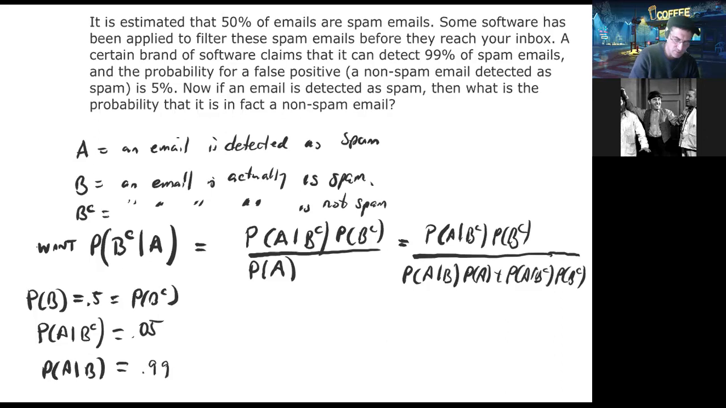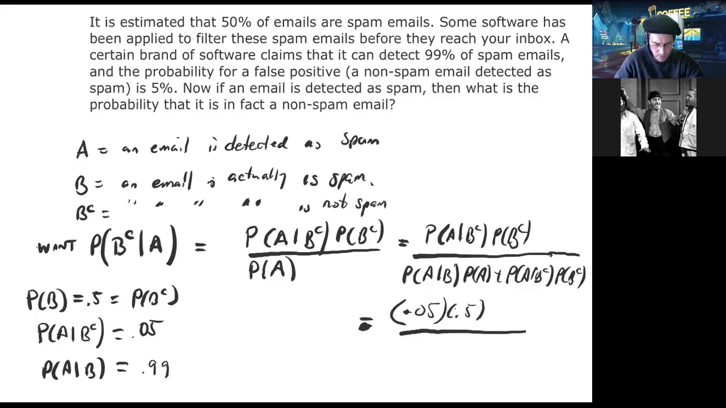Now we have all the components of the right side of the formula. We can substitute it in. We get 0.05 times 0.5 over 0.99 times, what's the probability of A? Well, probability of A is the probability of an email being detected as spam.